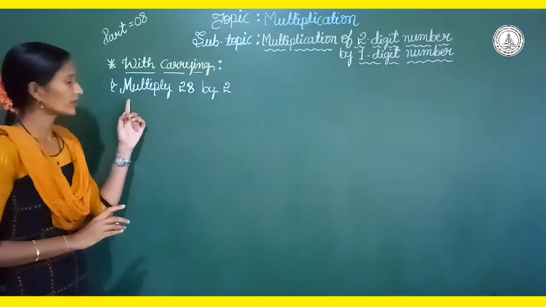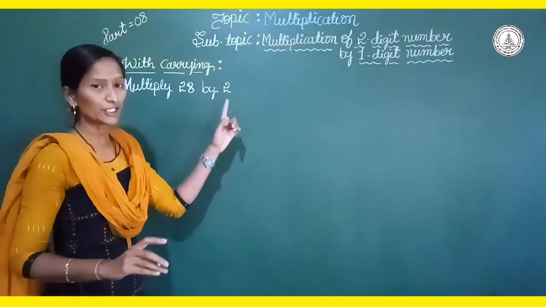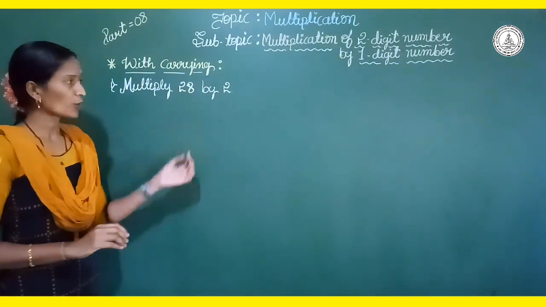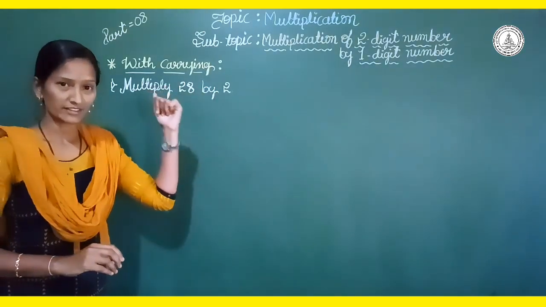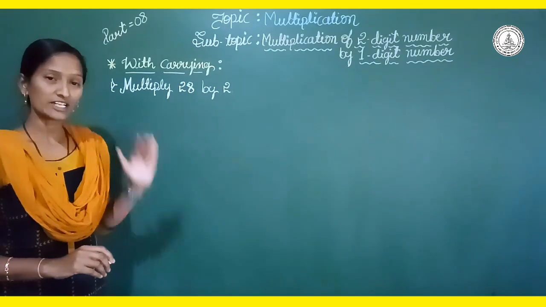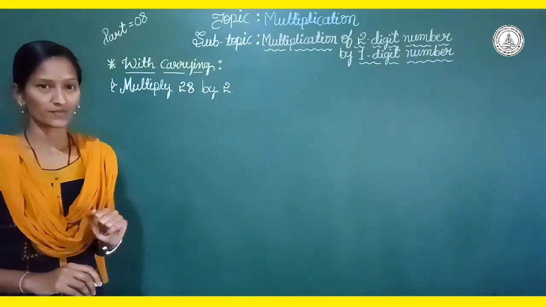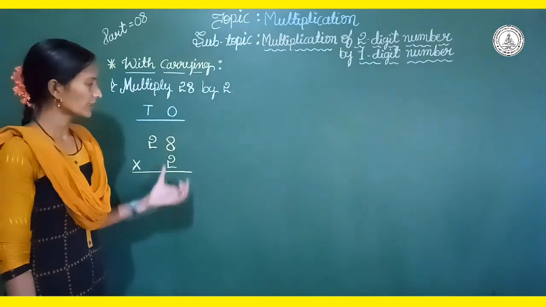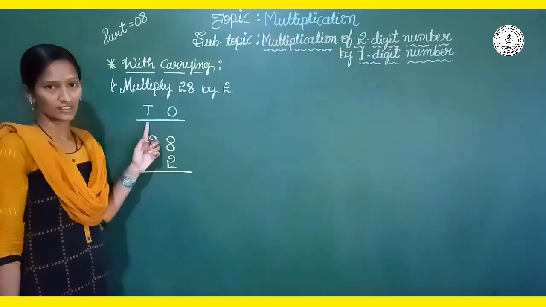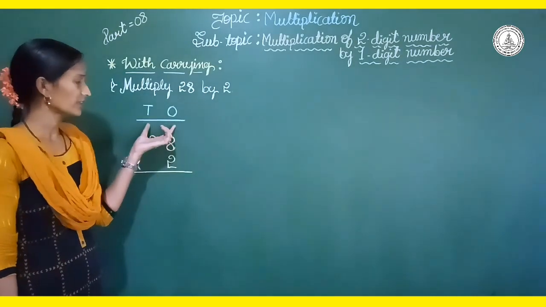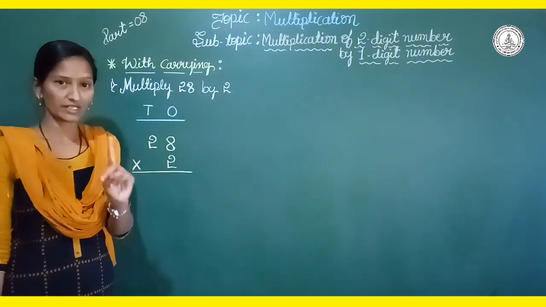So first, the number one problem is multiply 28 by 2. So first, in this problem, 28 is the multiplicand and 2 is the multiplier, right? So first, you have to arrange these numbers under the columns of tens and ones. So my dear students, here I arrange the given numbers under the columns of ones and tens. So here I am taking only ones and tens because the multiplicand is a two-digit number, right?